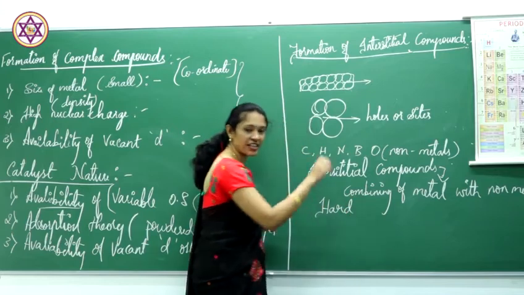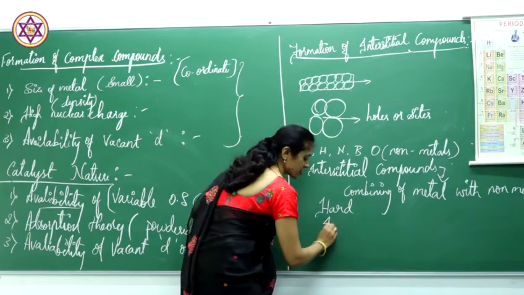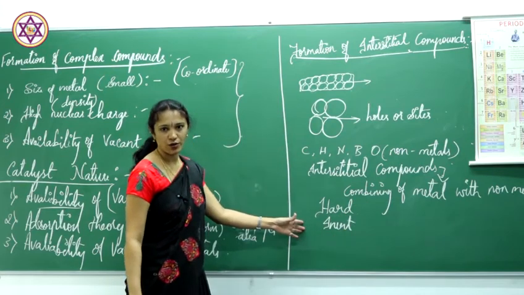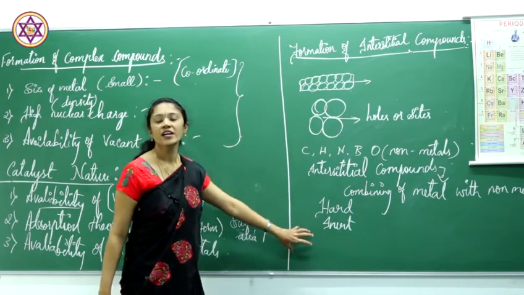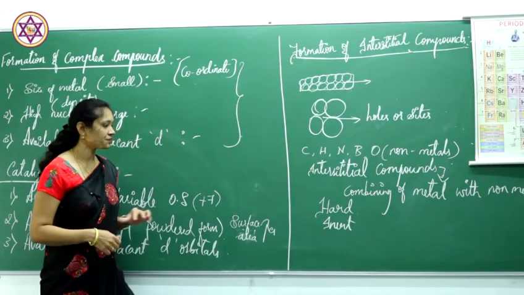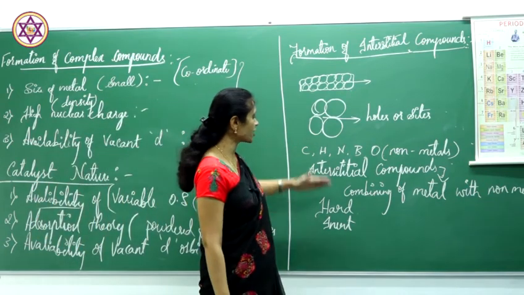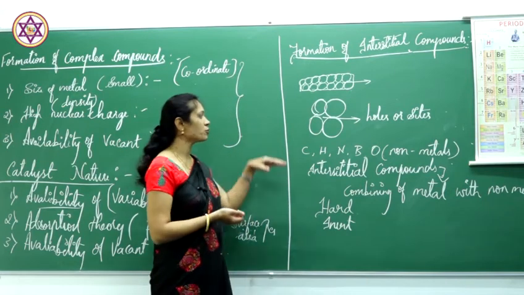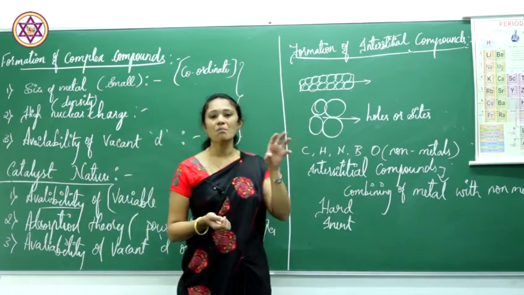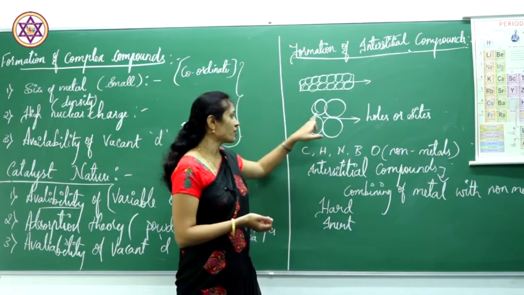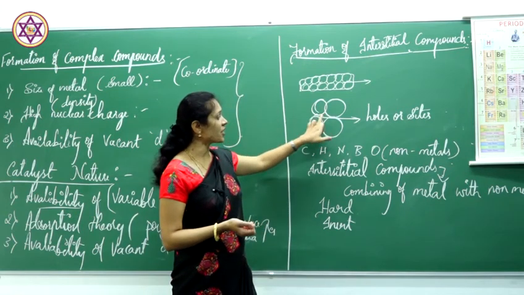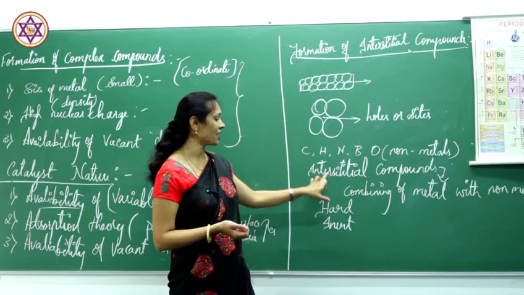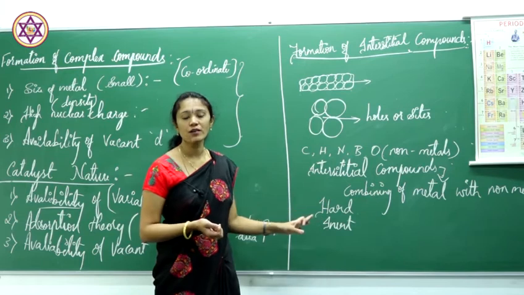They are hard in nature and they are inert. They won't react with any other. They are very hard and inert in nature. These are called interstitial compounds. Is it clear, students, what interstitial compounds are? That is when a metal combines with a non-metal. In a metal, if there are holes or sites, and a non-metal comes and attacks that position, they are called interstitial compounds.